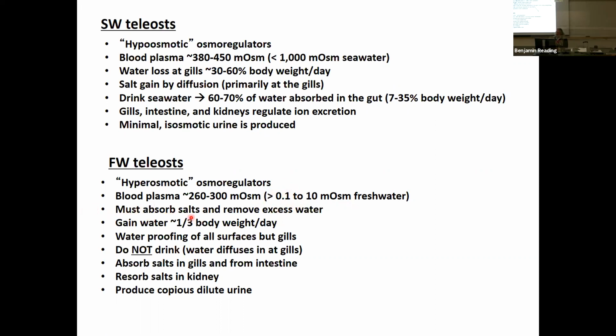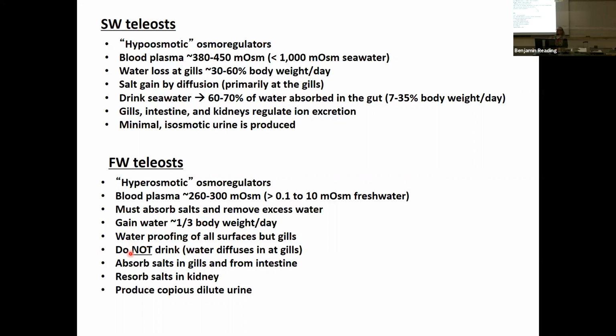Freshwater fishes must absorb salts and remove excess water because they're constantly flooding. So they gain, talk about water weight gain, guys, 1/3 of their body weight every day. They have to get rid of this. And so again, they came up with the kidney as the master water pump. The kidney pumps this water out. They waterproof all surfaces of their body except the gills, which they can't because you still have to have gas exchange there. Otherwise, you'd suffocate.